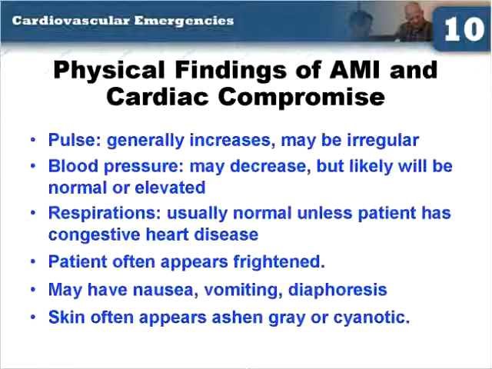The patient often appears frightened. Okay, how many times have you gone into someone and you can see they look like something's going on, okay? They look scared, especially younger people, in their late 40s, early 50s or whatever else, usually normally been healthy throughout their life, and all of a sudden it's like, wow, man, something is going on, something is not right. They may have nausea, they may be vomiting, diaphoresis. Okay, so those are some signs, and skin often appears ashen gray or cyanotic. Okay, obviously they're not getting good blood flow throughout their lungs or throughout their body.